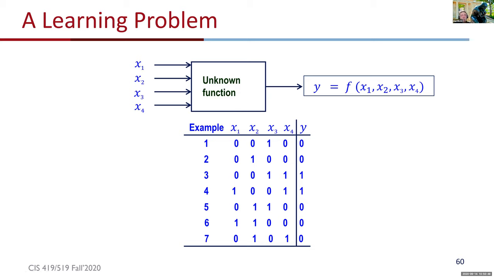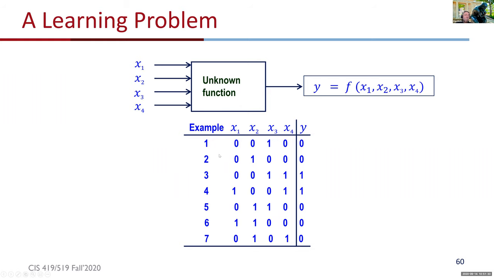And here's a learning problem. Hopefully this will also help us to understand the concept that we are talking about here. So what do we have here? We have input. The input is X1, X2, X3, X4. This is the example. And then we have a box that is the unknown function. We don't know which one it is. And once this input goes into this box, it produces the label, which is the value of the function on this input, X1, X2, X3, X4.